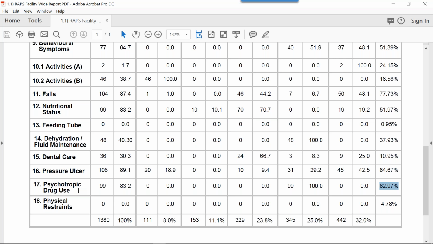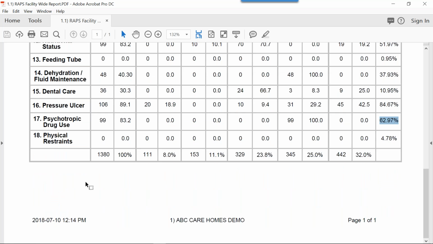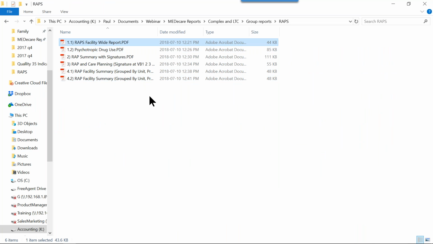So let's just carry on with this particular report. Now that's interesting, these 99 people who are at risk, but wouldn't it be more interesting to you if you could actually find out who those people are? And then why are they at risk? What areas are they triggering for psychotropics? And you know that in your Medicare software, you can do that.